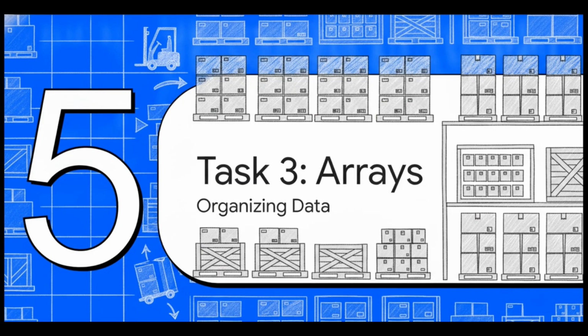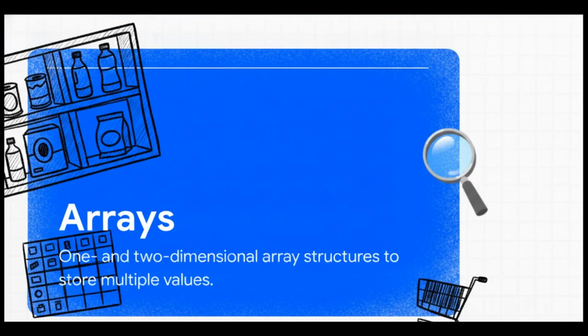All right, Section 5, Task 3, Organizing with Arrays. For our final build, we're getting a major upgrade. We're moving from managing single items to handling an entire warehouse of goods. To handle that kind of volume efficiently, we bring in arrays. Think of arrays as your digital shelving units. They can exist in one dimension, like a single long row of items, or 2 dimensions, which is more like an entire grid of aisles and shelves.